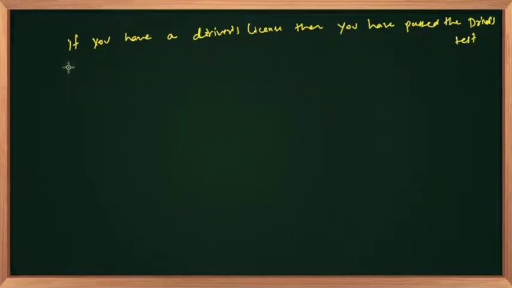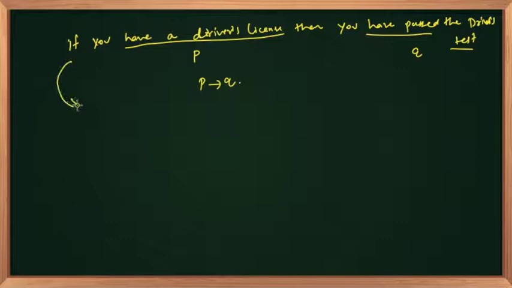So let me use the same example. That's if you have a driver's license, then you have passed the driver's test, right? So we know that, assume that having a driver's license is the proposition P, and you have passed the driver's test is Q, then we can write this as P implies Q, right? Also, we know that the same sentence can be written as having a driver's license is sufficient for me to pass the driver's test, right?